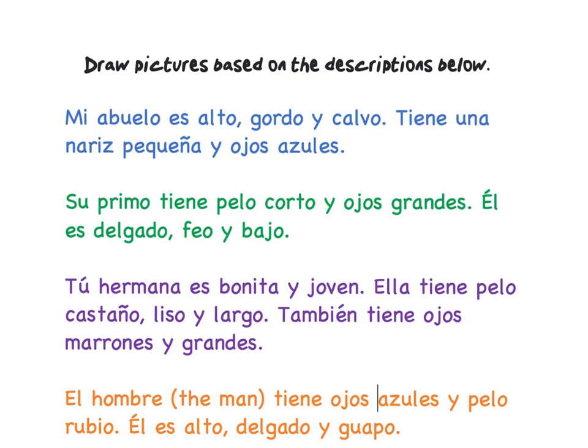Finally, el hombre, the man, tiene ojos azules y pelo rubio. Él es alto, and I can't read the rest because my toolbar is blocking it.